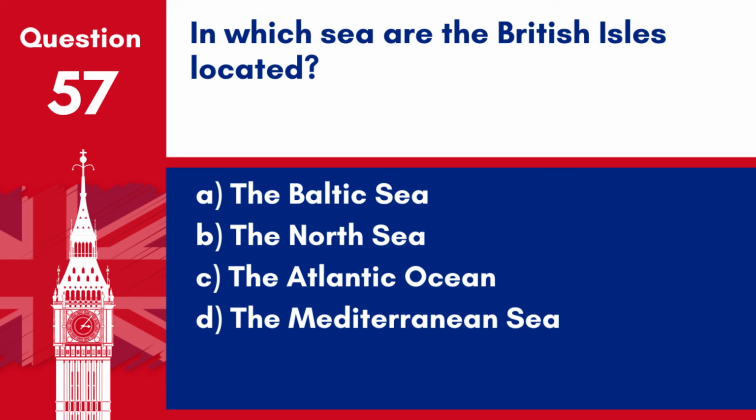Question 57. In which sea are the British Isles located? A. The Baltic Sea. B. The North Sea. C. The Atlantic Ocean. D. The Mediterranean Sea. Answer C. The Atlantic Ocean. The British Isles are located in the North Atlantic.